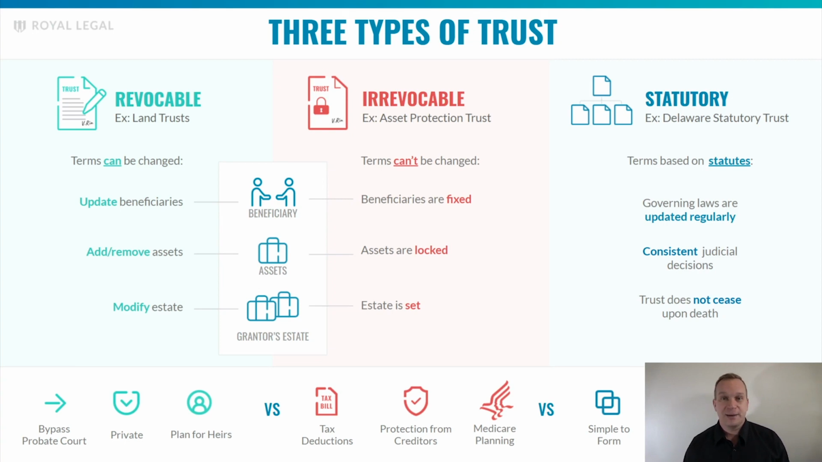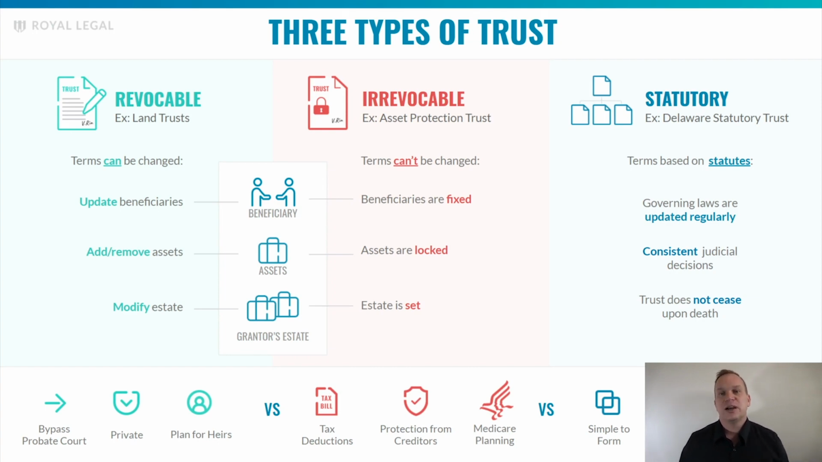Now, the second type of trust I want to tell you about is the irrevocable trust. This is commonly referred to as an asset protection trust. The terms of this trust can't be changed. The beneficiaries are fixed. The assets are locked inside of the trust. And it doesn't give you any flexibility.